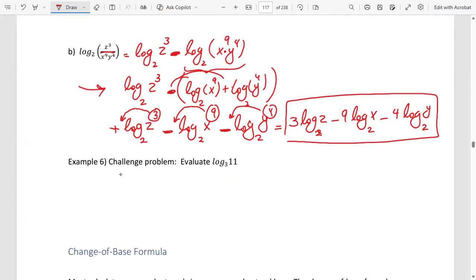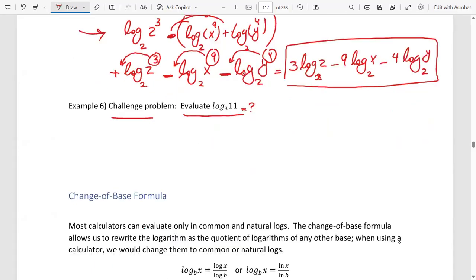Now, the challenge problem. It says evaluate log of 11 base 3, which means find a power for 3 that is equal to 11. I have no idea. Only a calculator can find this one. When I want to type this in the calculator, I know that the log key in the calculator only calculates logs with base 10. But the base of this log is 3. How can I do that? That's the time that we use the change of base formula.